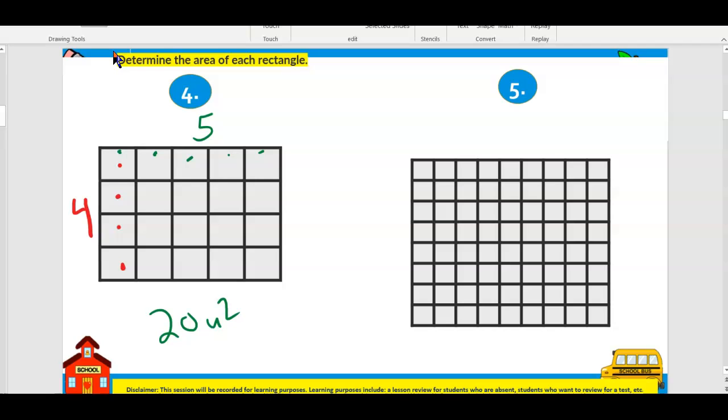Same thing here. Who's going to count all this? 1, 2, 3, 4, 5, 6, 7, 8 by 1, 2, 3, 4, 5, 6, 7, 8, 9. Yes, you count this one twice, but that's just how it goes. 8 by 9 is 72.